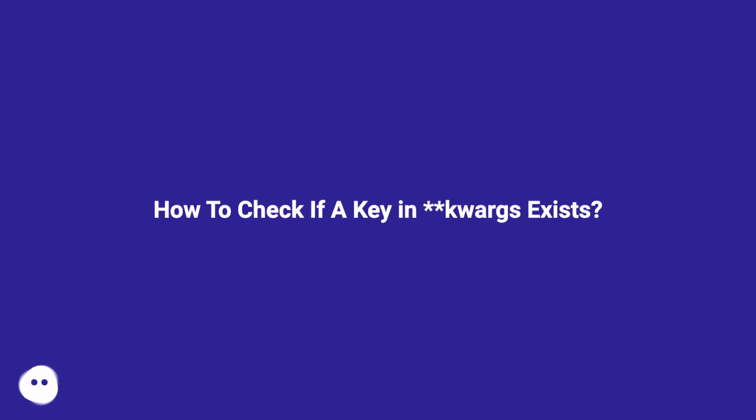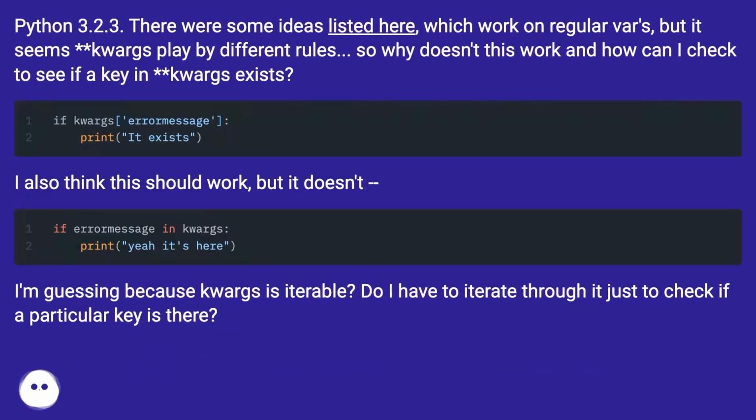How to check if a key in kwargs exists. Python 3.2.3. There were some ideas listed here, which work on regular variables, but it seems kwargs play by different rules, so why doesn't this work and how can I check to see if a key in kwargs exists? I also think this should work, but it doesn't. I'm guessing because kwargs is iterable. Do I have to iterate through it just to check if a particular key is there?